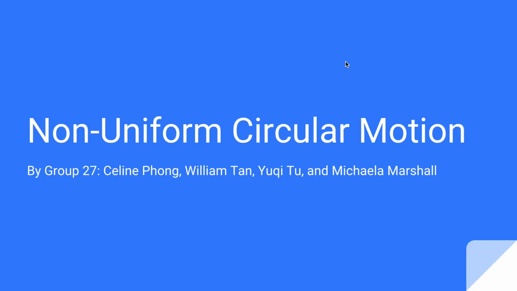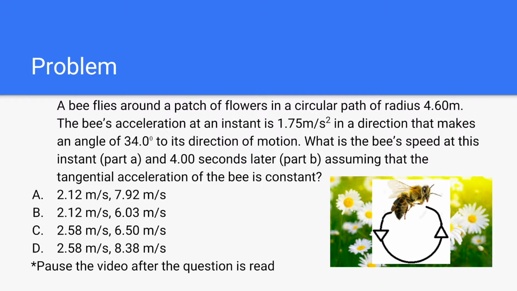Okay, today we are talking about non-uniform circular motion. Here's the question. A bee flies around a patch of flowers in a circular path of radius 4.6 meters. The bee's acceleration at an instant is 1.75 meters per second squared in a direction that makes an angle of 34 degrees to its direction of motion. What is the bee's speed at this instant?